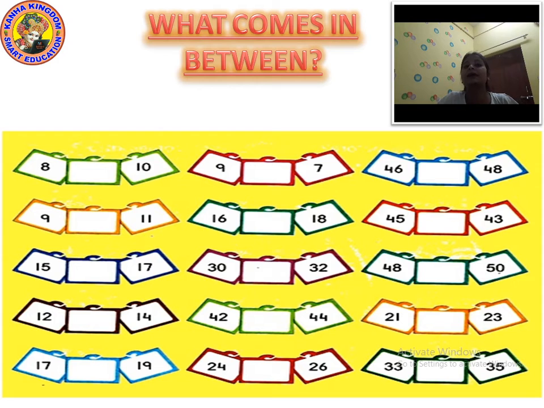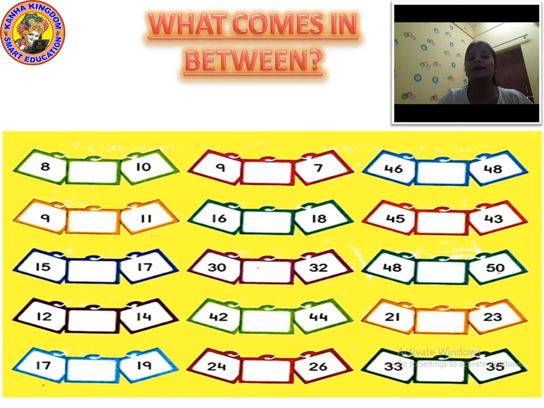Now next numbers are 15 and 17. Now what comes in between 15 and 17? What comes after 15? After 15, 16 comes, and before 17, 16 comes. So we have to write here 16 because 16 comes in between 15 and 17.